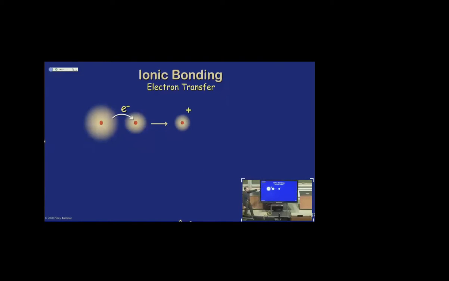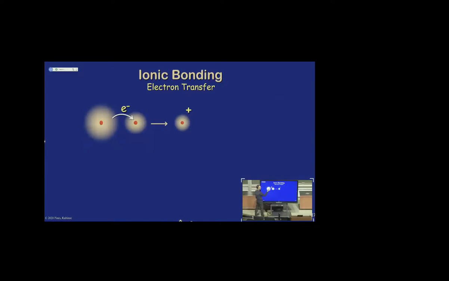So we talked about this ionic bonding already, this very polar interaction. And in ionic bonding, it's so polar, one element is so much more electronegative than the other, that it's a complete electron transfer.